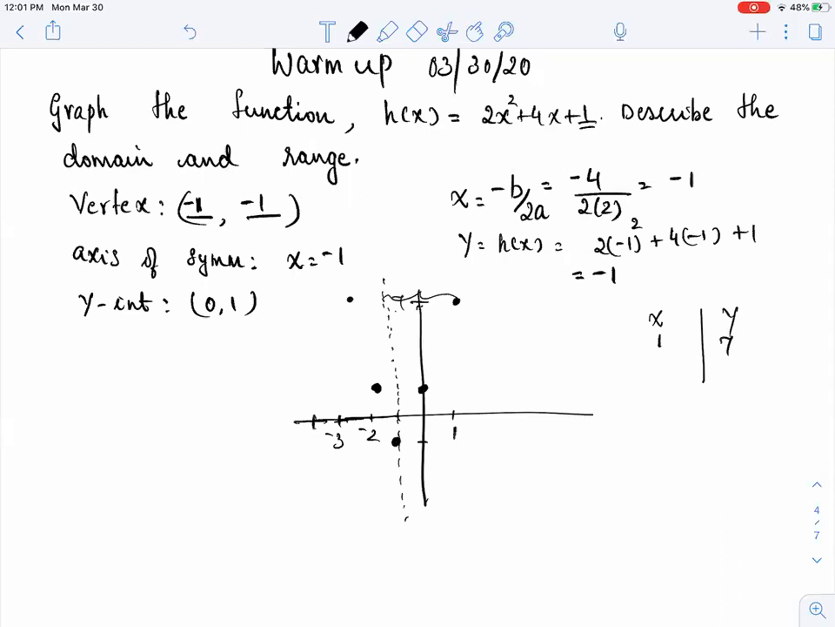Now this is more than enough. 5 points is what I'm looking for on the graph. So then here we go. Do you understand?